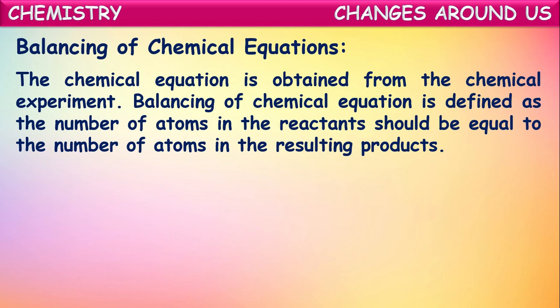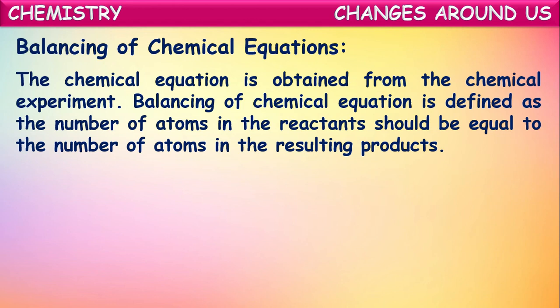First of all, the chemical equation in which the number of atoms of all the elements present on the left hand side is equal to the number of atoms of all the elements on the right hand side. The number of atoms of each element on the left hand side and right hand side, if both are equal, then that equation is said to be a balanced equation.